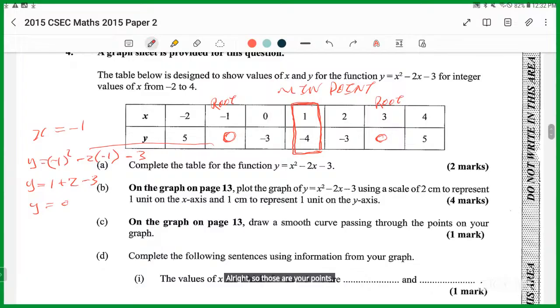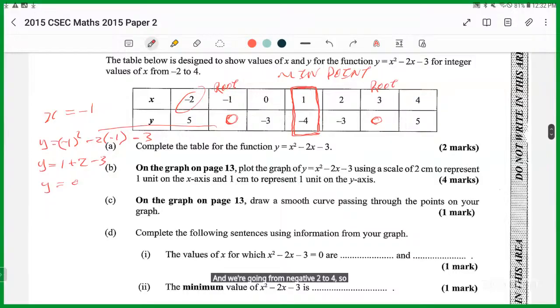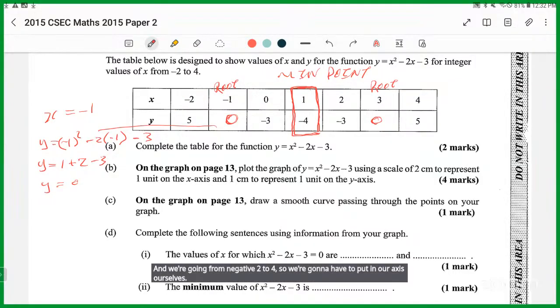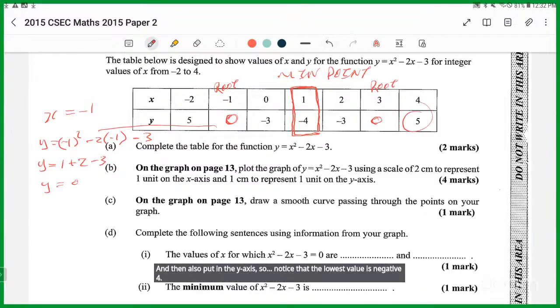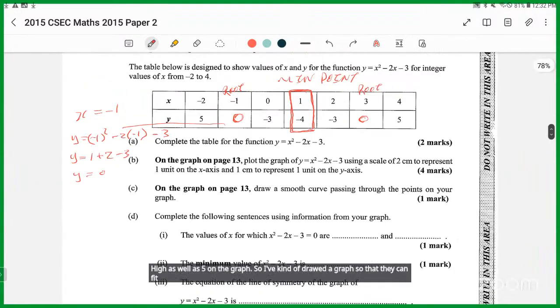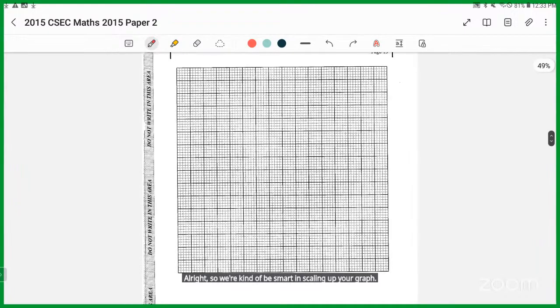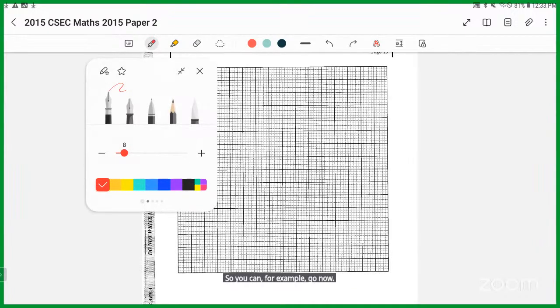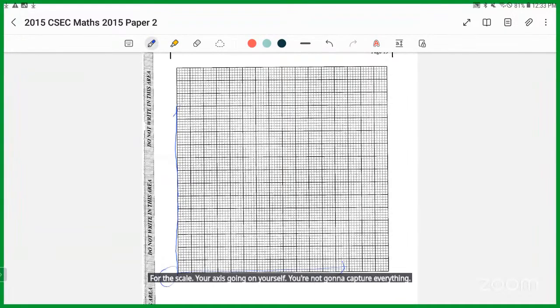Alright, the question wants us to draw the graph, and we're going from negative 2 to 4. So we're going to have to put in our x-axis ourselves, and then also the y-axis. Notice that the lowest value is negative 4 and the highest value is 5 on the graph. So I've drawn the graph so that it can fit all those points. We should be smart in scaling up the graph. You can put the origin down here, so you're not going to capture everything.